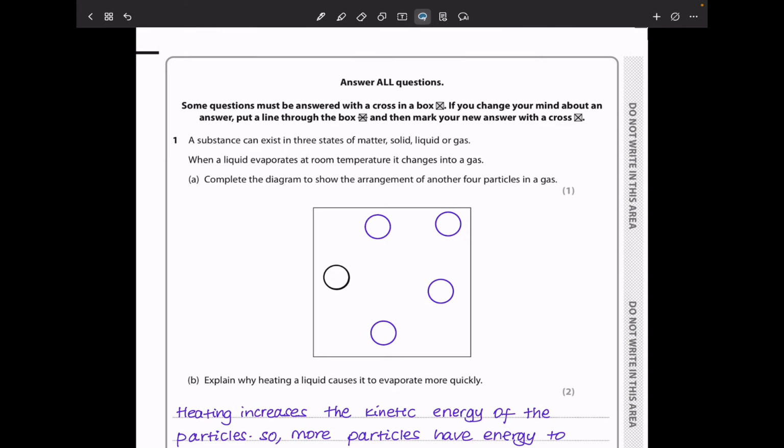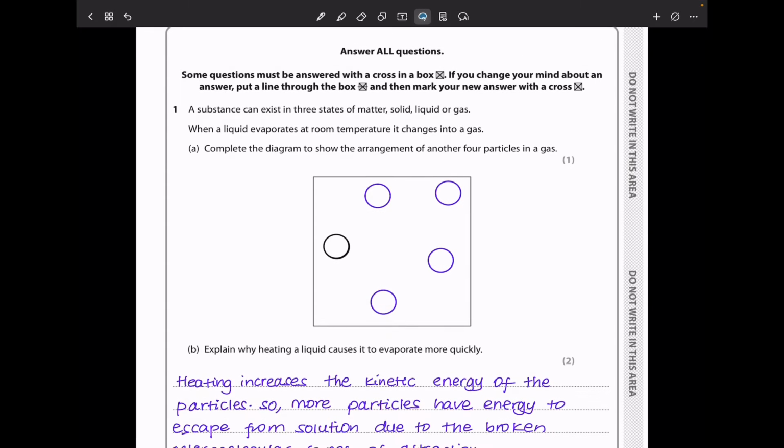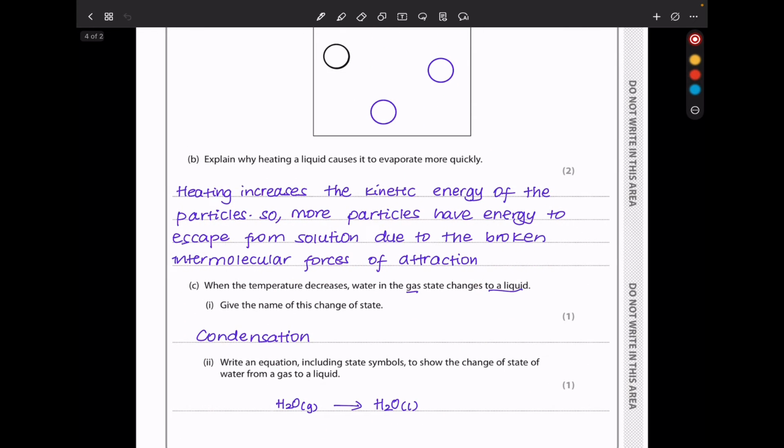In question 1, a substance can exist in 3 states of matter: solid, liquid or gas. When a liquid evaporates at room temperature, it changes into a gas. Complete the diagram to show the arrangement of another 4 particles in a gas. So remember, particles in a gas state are arranged far away from each other. So any 4 particles placed in a disorderly way and far away from each other would work, like how I represented them here.